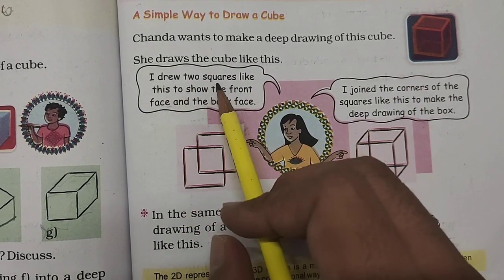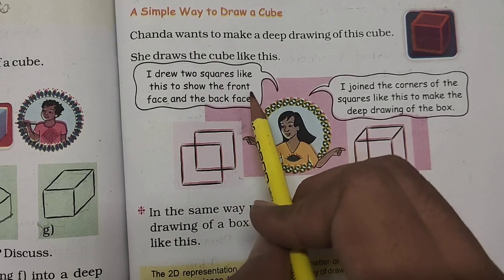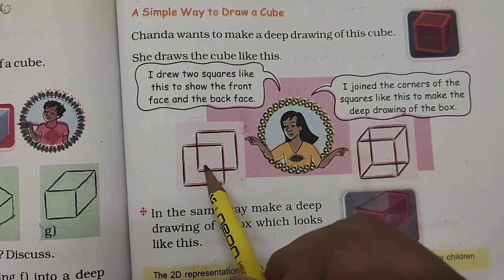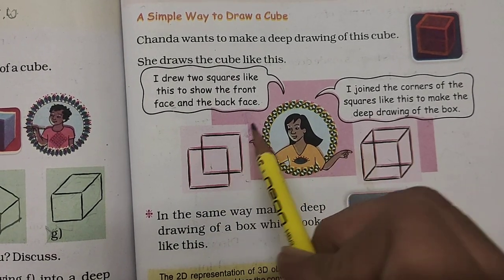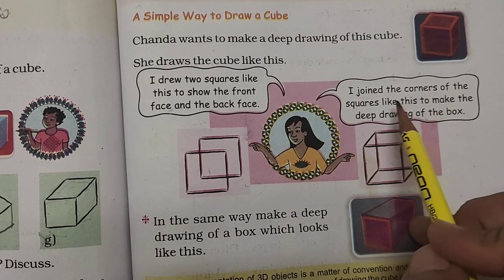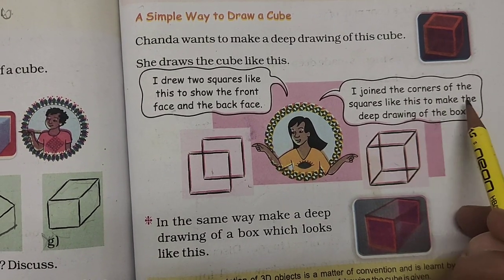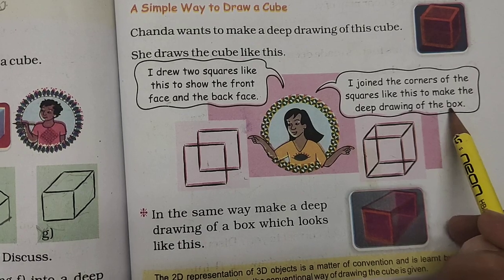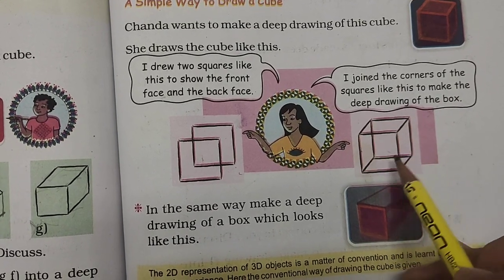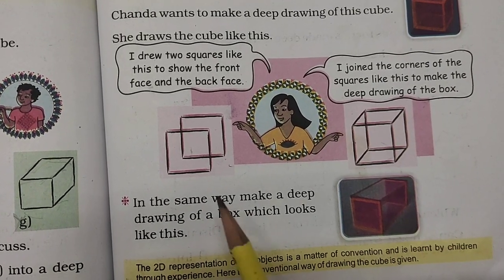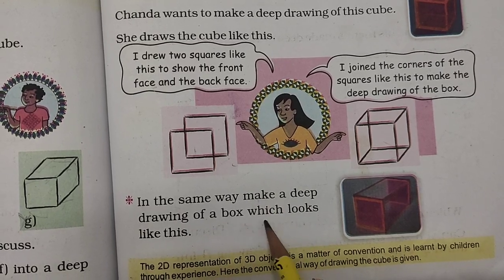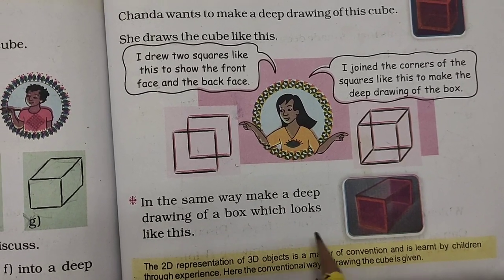I draw two squares like this to show the front face and the back face. This is the front face, this is the back face. I join the corners of the squares like this to make the deep drawing of the box. Now she is joining the squares and we can make it. In the same way you can make a deep drawing of a box that looks like this.